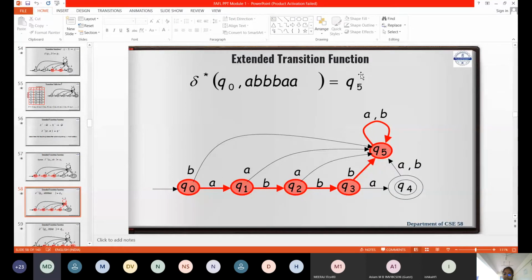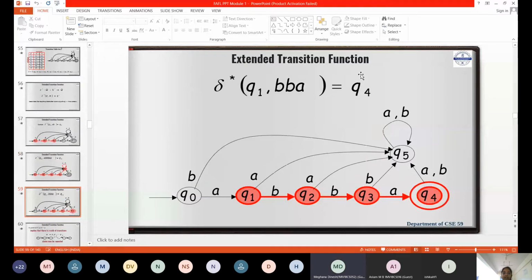Yes, ma'am. Okay. So I think I need not spend much time on extended transition function, no?